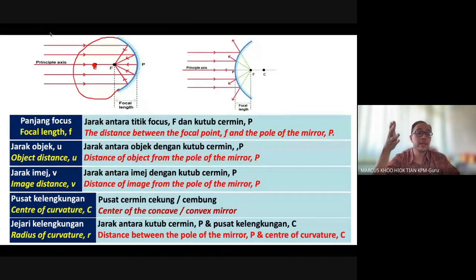Just like the radius of a circle, from the center to the circle itself. So that's the radius of this one.